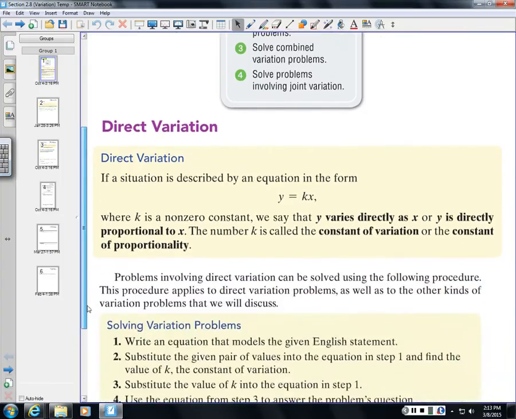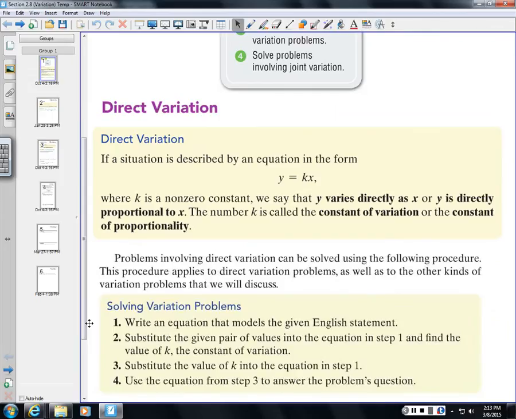By definition, direct variation is defined as a situation described by the following equation, which is y equals kx. The k in this equation stands for a constant, and it's the constant of variation, or it could be called the constant of proportionality. But no matter what, that's going to be constant. Now, the way this reads is y varies directly as x. So anytime you have an application problem and you see some of these main words like varies directly or is directly proportional, we know that we're going to be using direct variation.